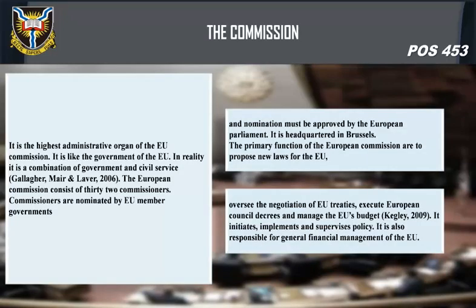These are the Commission. It is the highest administrative organ of the EU. It is like the government of the EU. In reality, it is a combination of government and civil service (Gallagher, Meir and Lava, 2006). The European Commission consists of 32 commissioners. Commissioners are nominated by EU member governments and the nomination must be approved by the European Parliament. It is headquartered in Brussels.